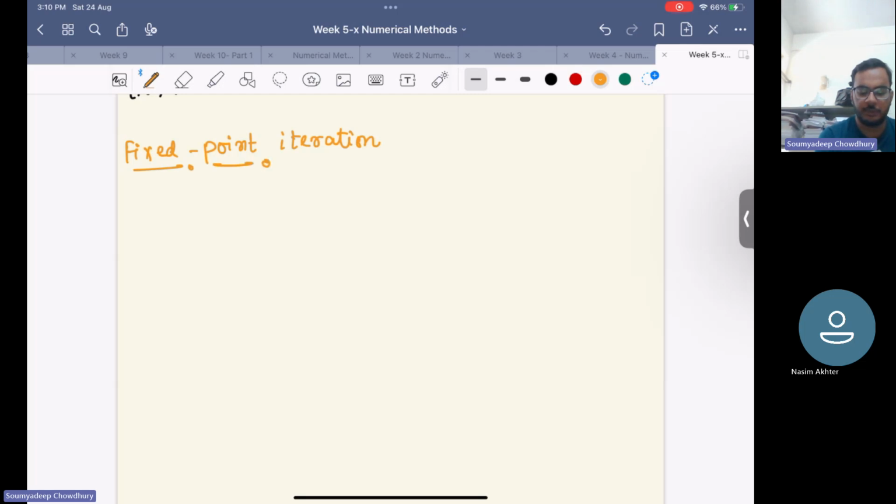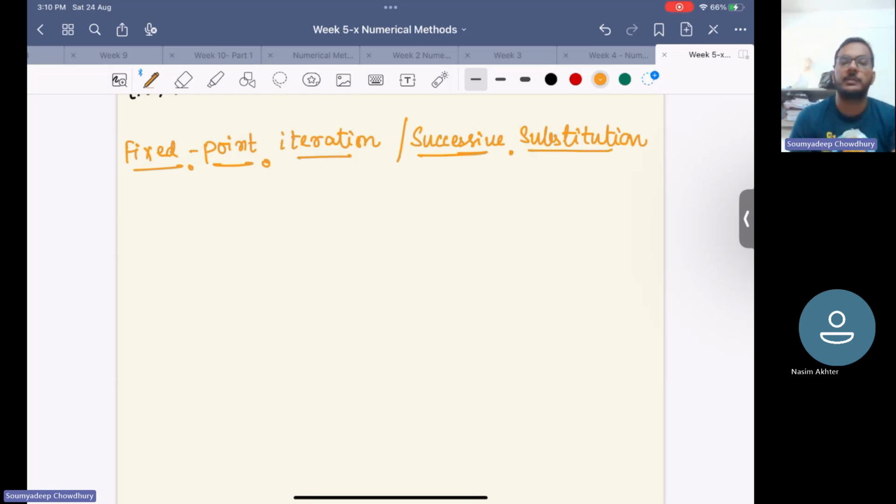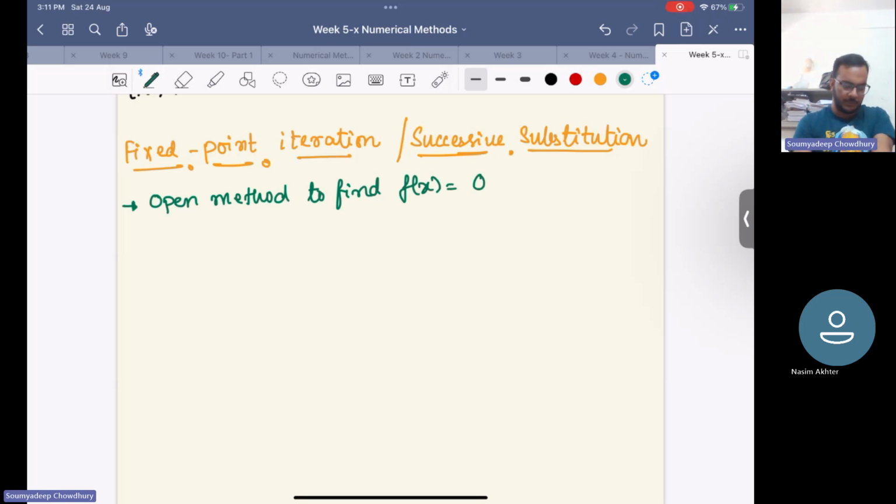So this fixed point iteration method is also known as successive substitution. So this name is clear from the algorithm. If you see the algorithm, we will be given an initial solution, and based on that initial solution, we will be successively substituting in the function and finding out the values. So that's why it is also known as successive substitution. So it is basically an open method to find the solution of f of x equal to 0.